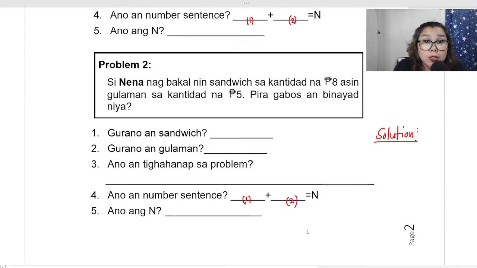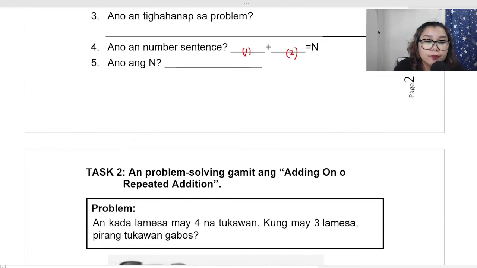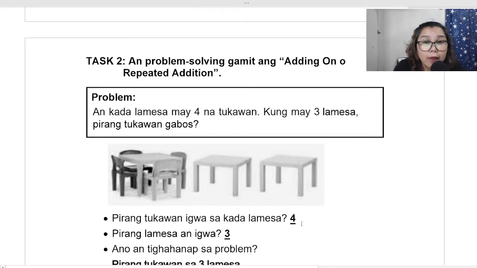So pause page 2 to finish answering this before you continue on the next page. Task 2 naman, same word problem, but how it differs is with the number sentence. So let's see. Problem solving using adding on or repeated addition. When we say repeated addition, it is the same number being repeated, being added, then you need to give the answer.